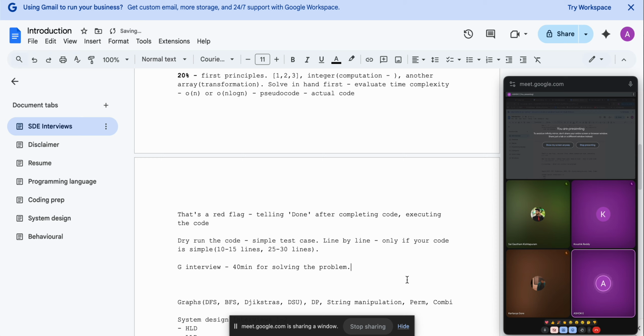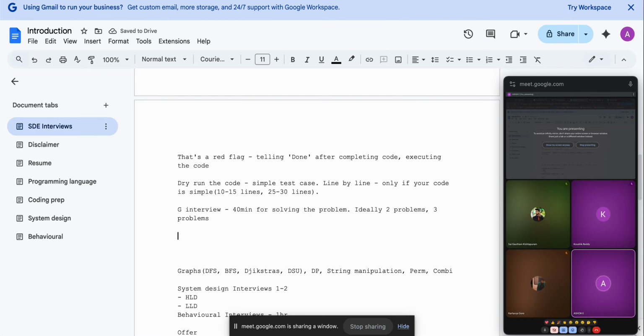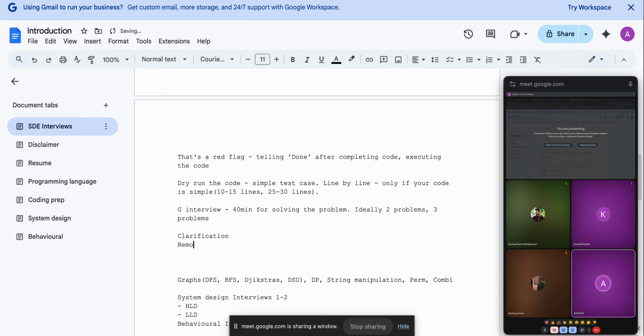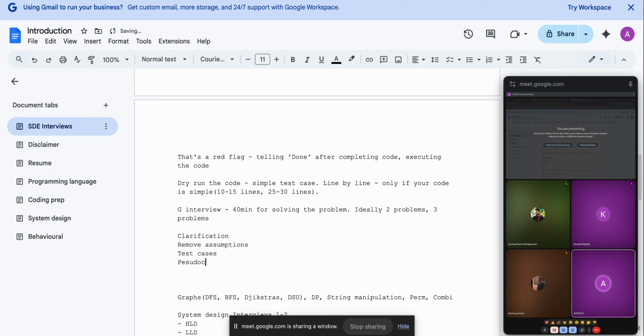In 40 minutes, ideally you might be solving 2 problems. Some people might get 3 problems as well. So for each of the problem, you need to ask clarification, remove assumptions, write test cases, pseudocode, and then finally code, and then dry run. That's it. Finally, you should again check for edge cases. That is a different thing.